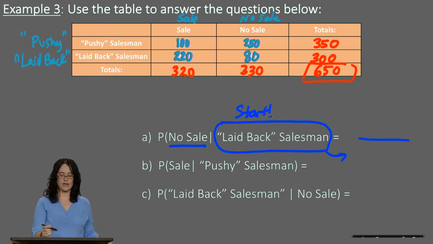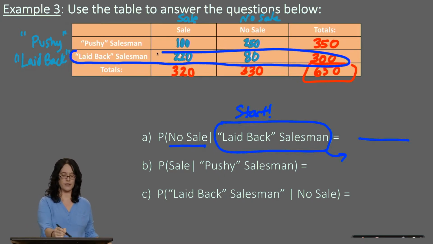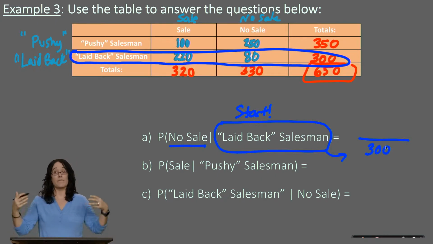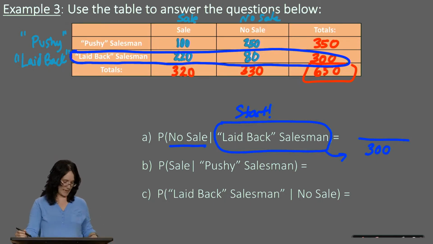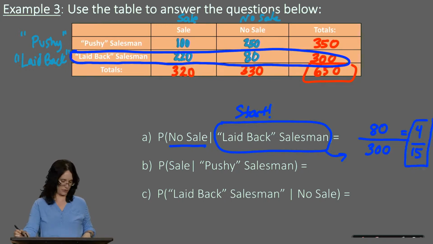So how many of those interactions are present? Well, we have this entire row here for the laid-back car salesman. There were 300 of those interactions. So in those 300 interactions, how many of those resulted in no sale? If you said 80, you would be correct. So we would have 80 out of 300. That's the setup. And then from there, it's all a matter of reducing, which you eventually end up getting 4 out of 15 if you keep reducing down until you can no longer do so.